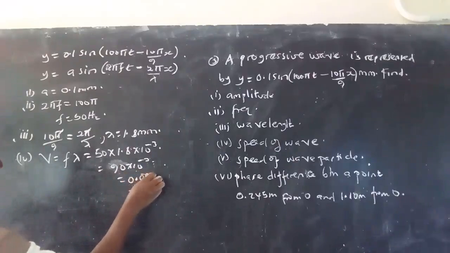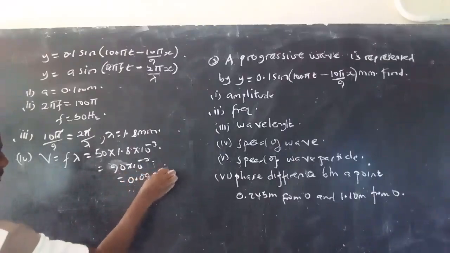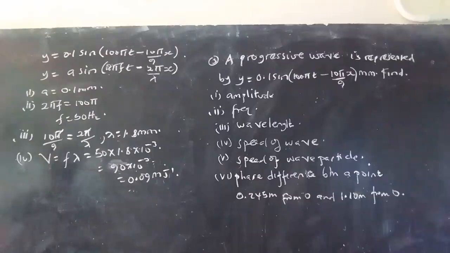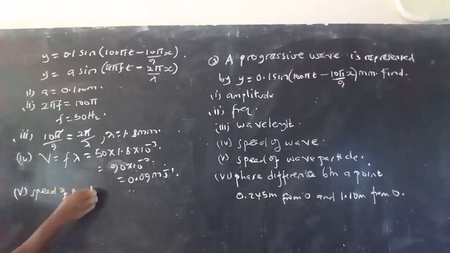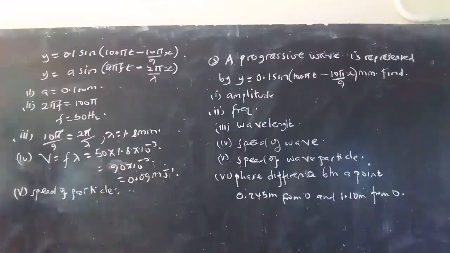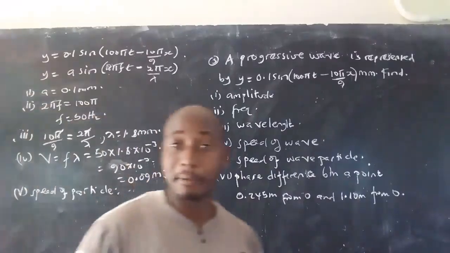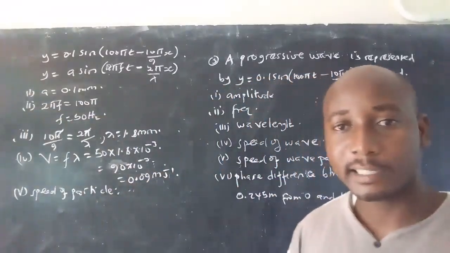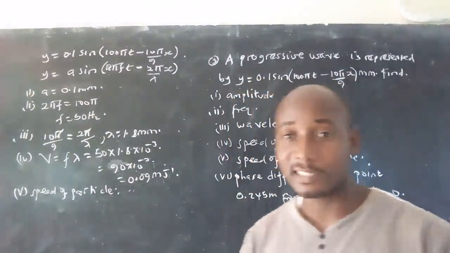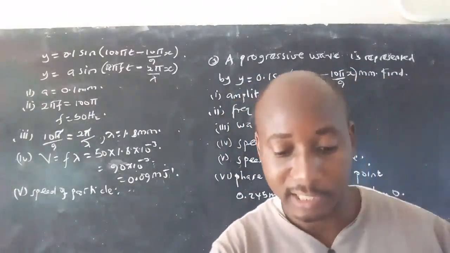0.09 meters per second. Then part 5, speed of particle. We shall use this as you move on. There is what you call simple harmonic motion. That's when you look at how to get the speed of the particle that is in simple harmonic motion, that is vibrating.